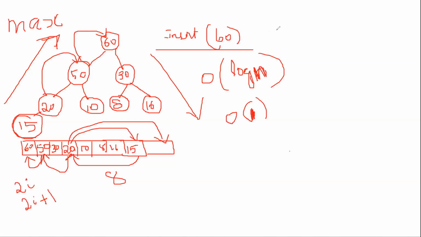Till then, I'm inserting 8. Where will I insert? Let it be here, and let it be the maximum. I'm inserting 8 over here. Once I insert 8, I check with the parent element, whether it is greater or not. When I check, no swapping is required.